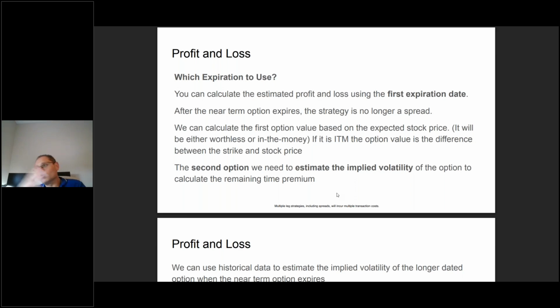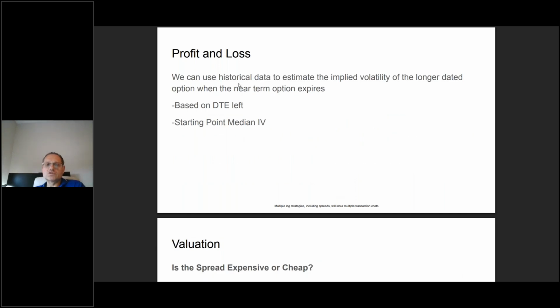So that's why you can't wait till the second expiration to run a profit and loss, right? Because it ceases to be a calendar spread once that first option expires. And here we talked about the implied volatility of the longer dated option, because we don't know what it will be. There's no knowing in the future what the implied volatility of that option will be. We need some kind of estimate or starting point.